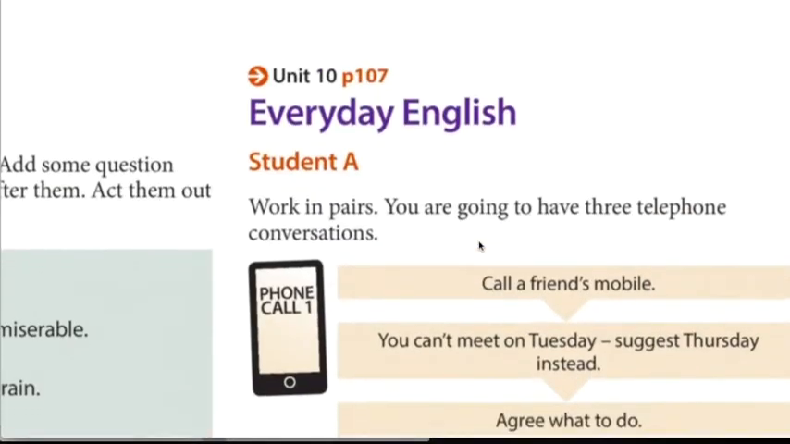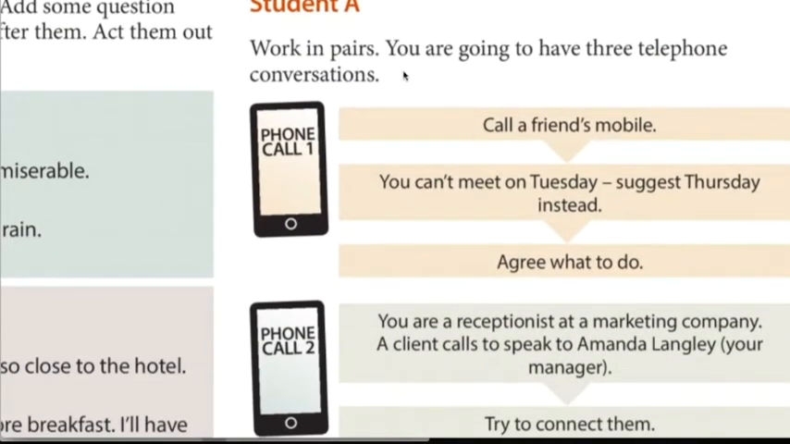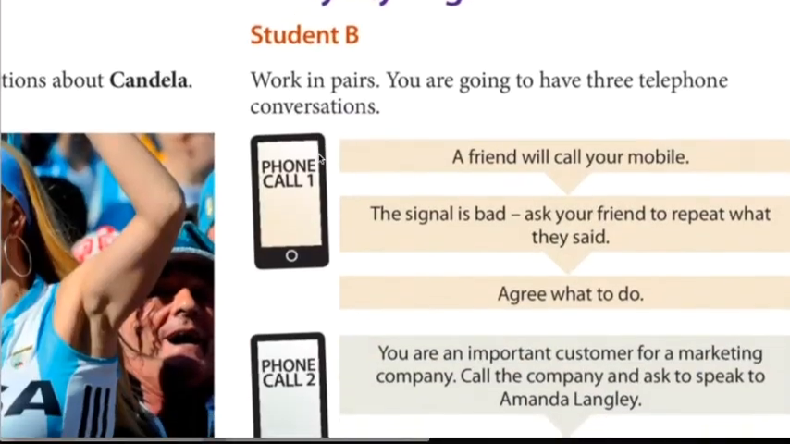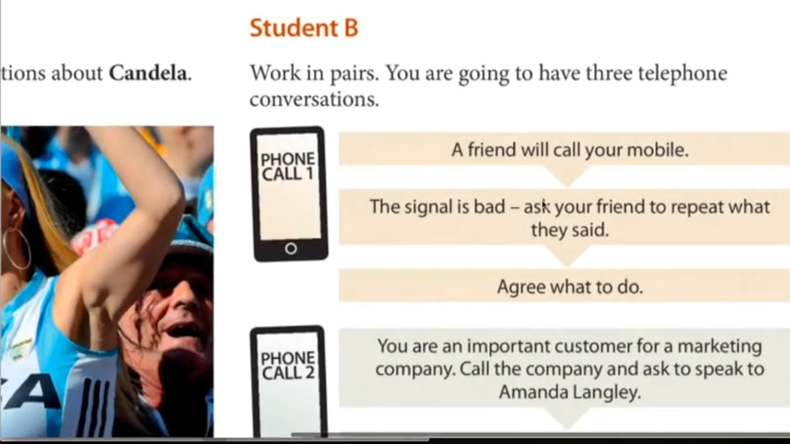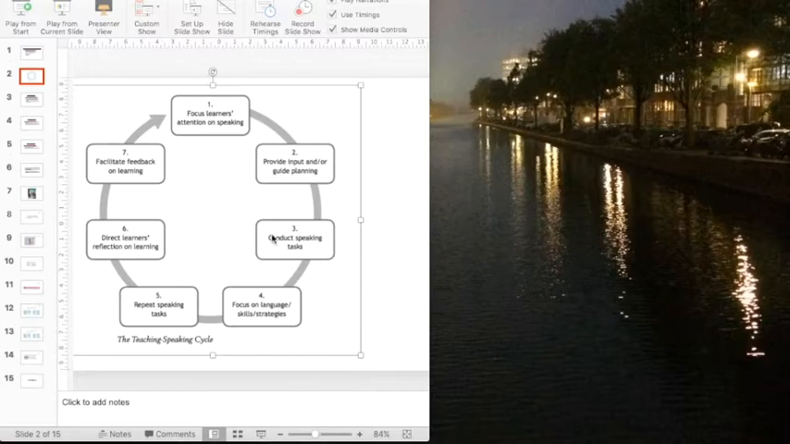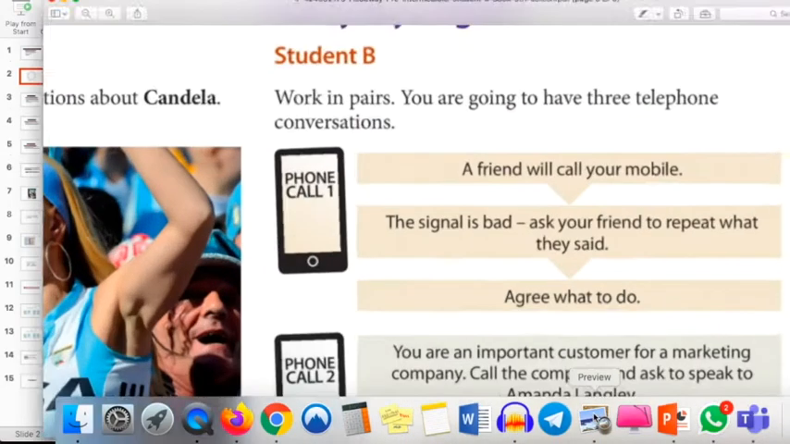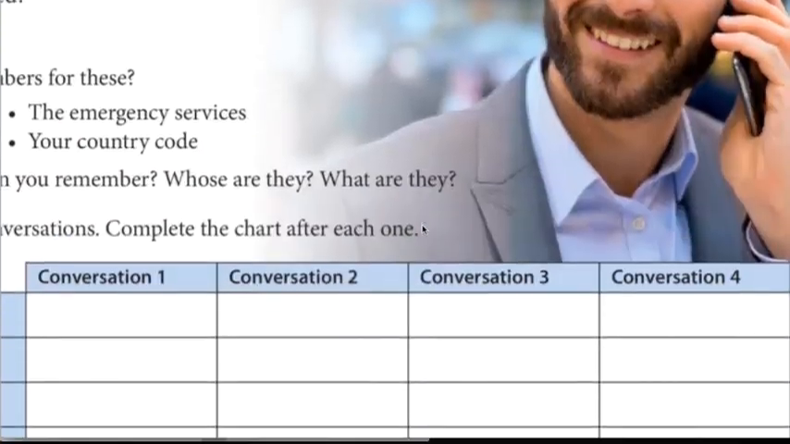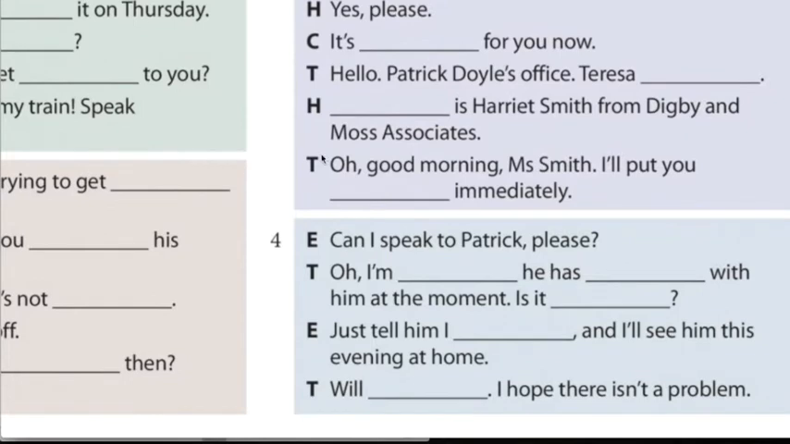You're going to have telephone conversations. Call a friend. You can't meet on Tuesday, suggest Thursday, agree what to do. This is phone call 1. But what does student B see? Oh, the signal's bad. Ask your friend to repeat what they said, agree what to do. So again, here's our stage where they conduct the task. You can be calling their attention back to the phrases and the chunks of language, right, which are here.